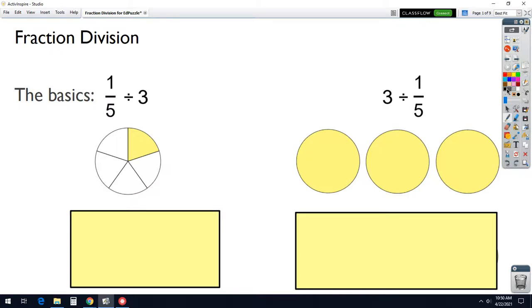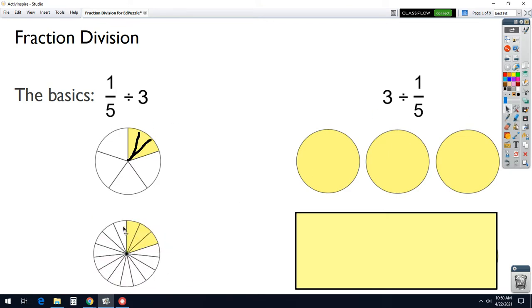Students, we're going to do a quick review of fraction division one last time. So the basics are, if we start with a fraction like 1/5 and we divide it into three parts, let's think what that would look like. We could split this into three parts, and each one of those parts is going to be super tiny, right? Very tiny. That's what it looks like, a little bit neater.